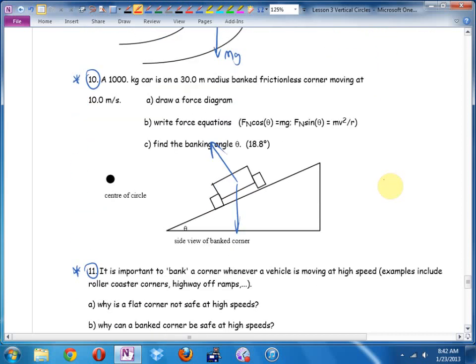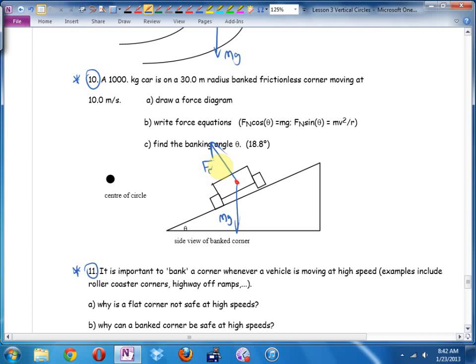The banked curve, for what it's worth. As you're getting your licenses, as you're driving, you may notice that many corners are not level. They bank them, especially freeway on-ramps and off-ramps. Why? It's good physics. What are the forces acting on this car? Get the obvious ones. We have gravity down. We have normal force.